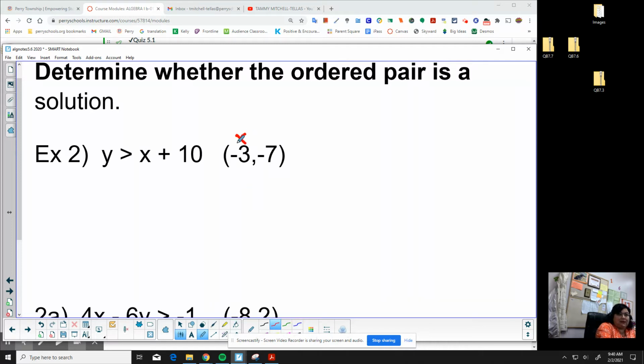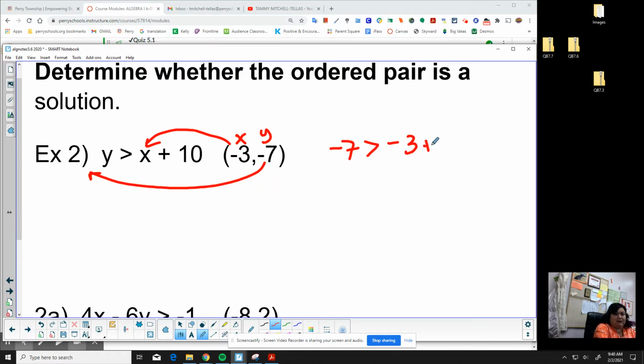All right, so this is X and this is Y. So X is going in here and Y is going here. Let's see if it's true. -7 is greater than -3 plus 10. So -7 is greater than 7. That's false. Okay, so this is not part of the solution. If I graphed it, this point would not be in the shaded area.